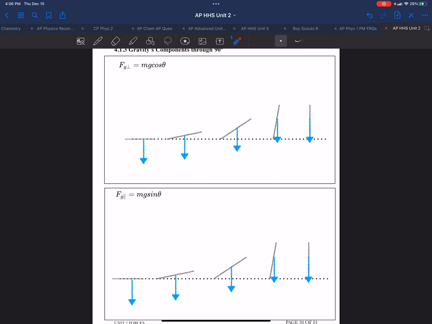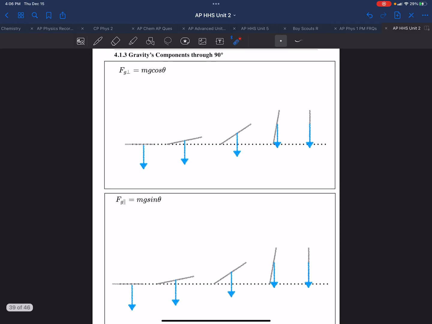In this installment, we're going to look at how to calculate how big the force of gravity perpendicular and the force of gravity parallel are. We've already seen that the force of gravity perpendicular is at 0 degrees the full force of gravity. All of it is into this plane. And by the time we get to 90 degrees, none of gravity is pulling it into the wall. So it goes from a maximum at 0 degrees to 0 at 90 degrees.